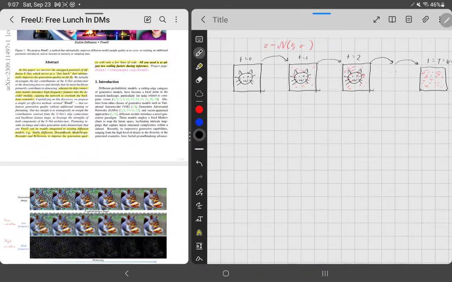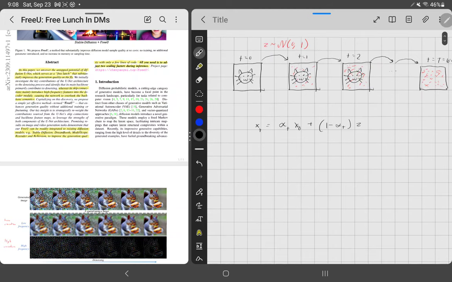And let's say our image is x, then x at time t is equal to our original image x times some alpha, plus our noise, which is a normal distribution, times 1 minus alpha t. So anywhere in the process is an interpolation between a sample from a Gaussian distribution and your original image.